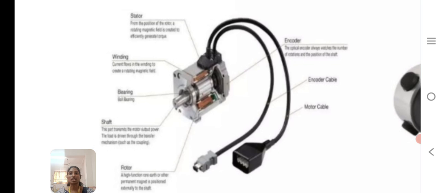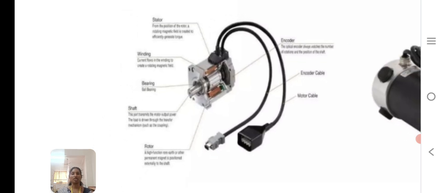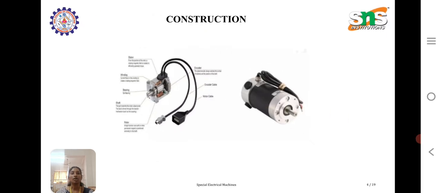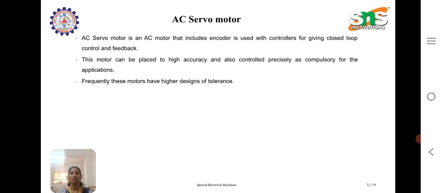Coming to construction, this is a picture of the internal structure of a servo motor, where it has a stator, a rotor, shaft, bearings, windings and motor cable. This is the motor cable and this is the structure of the motor.